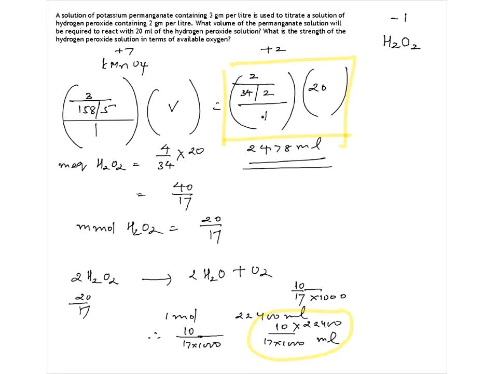Liter is 1. Look at this, gram per liter. So this is the normality of hydrogen peroxide multiplied by the volume which is required, 20 ml. Now you can solve for V and see how much volume you are getting. That should be the answer to this part.